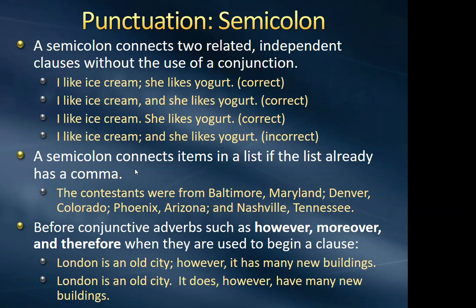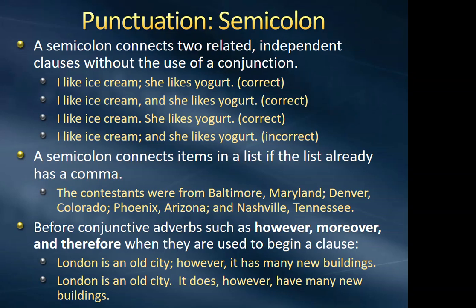So the next reason semicolons are used is to connect items in a list if the list already has commas in it. "The contestants were from Baltimore, Maryland; Denver, Colorado; Phoenix, Arizona; and Nashville, Tennessee." So this would be a very confusing sentence without the use of the semicolons. You have to use them because there are already commas between the city and state, and using the semicolons makes the list make sense.